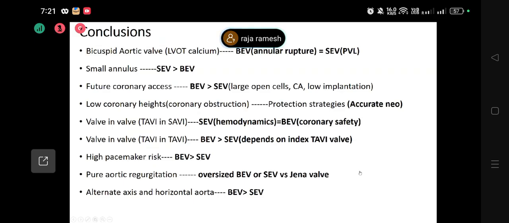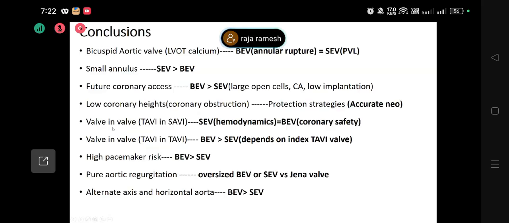If the patient has a small annulus, to get better hemodynamics, choose a self-expandable valve over a balloon expandable valve. For future coronary access, if you are able to choose a balloon expandable valve, choose a balloon expandable valve. If you want to choose a self-expandable valve, choose one with large open cells, attain coronary or commissural alignment during the deployment, and deploy a little low so that coronaries can be accessed easily. If the patient has low coronary heights and risk of coronary obstruction, we have to choose protection strategies like chimney stenting or BASILICA procedures.